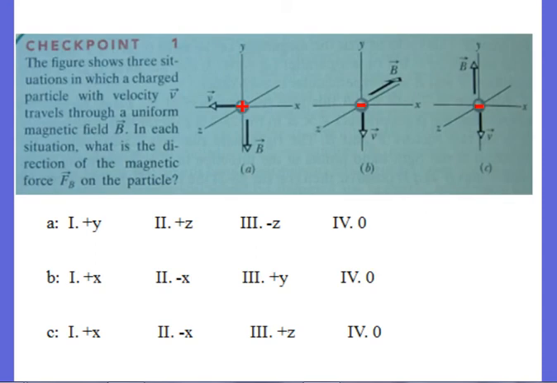Okay, here is your checkpoint. It is just a matter of applying the cross product. You start with the fingers of your right hand pointing in the direction of V, and then turn your wrist until you can wrap them into the direction of B, and your thumb points in the direction of the force. But pay attention to whether it is a positive or a negative charge that is moving with that direction V. If it is negative, then you take the negative of the direction you get from the cross product.